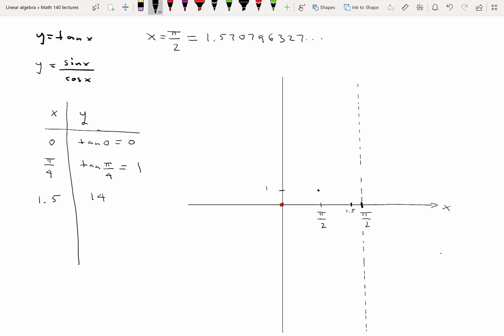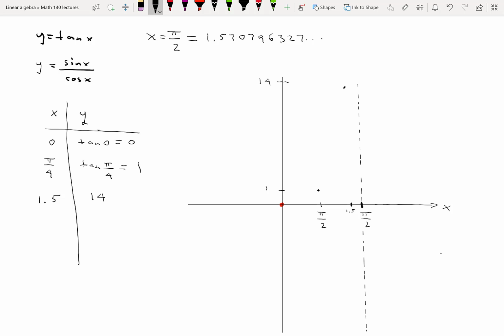Remember, these are approximate values. It's really a decimal that goes on forever, but just so we can graph things in this video segment, I'm going to round off to the nearest whole number. Now this 14 may not be quite to scale. In fact, it should probably be higher, but I'll use that to represent approximately 14. So if x is 1.5, the y value is about 14.